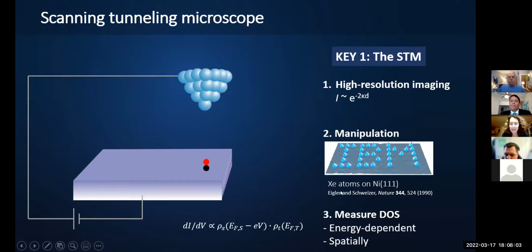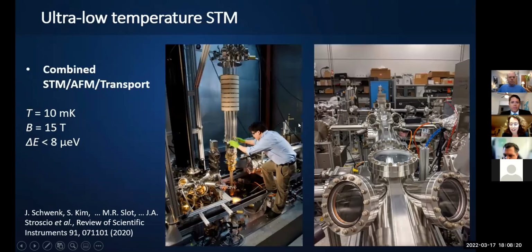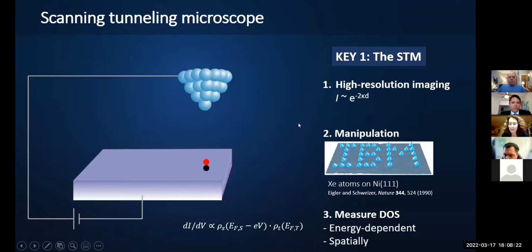And that can also be done in an STM, because the derivative of this tunneling current is proportional to the density of states of the material, and that basically represents the band structure that we want to know. So yeah, we can get all information from it if we do that measurement.